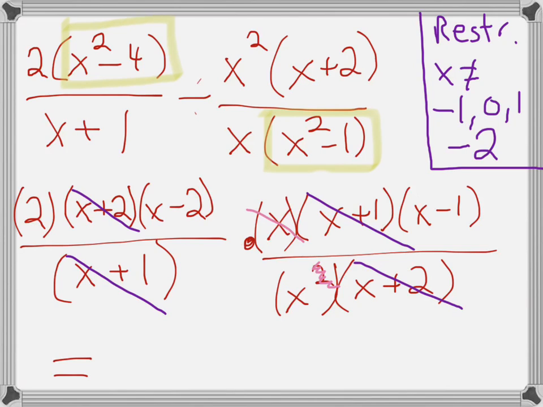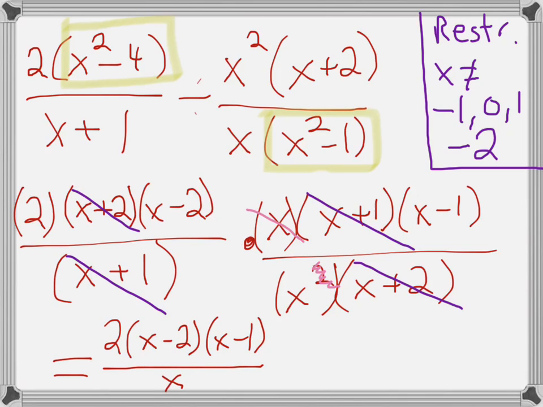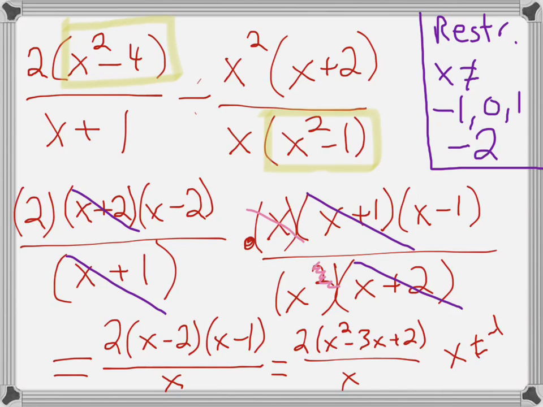So in total, my answer is 2, x minus 2, x minus 1, over x. Now we can still multiply this out and get 2x squared minus 3x plus 2 over x. And then you can still distribute that 2. That gives me x does not equal negative 1, 0, 1, or negative 2. So my final answer is this. Ta-da! Got the domain restrictions, I've got the final answer, and I divided them.